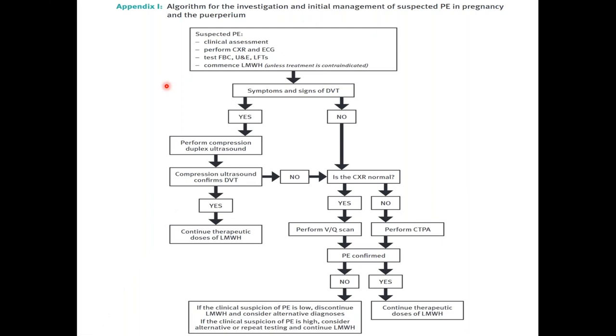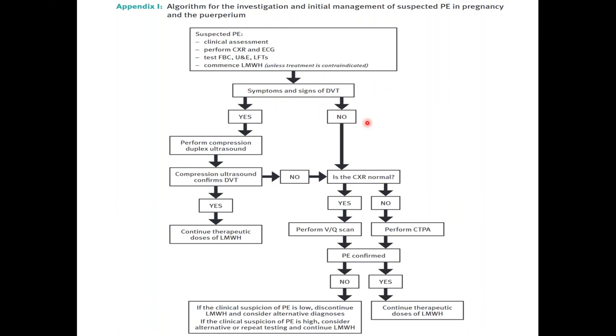Here is the algorithm about the investigation and management of patients with PE during pregnancy and puerperium. If suspected PE, this is the scenario: we will do history and examination, perform chest X-ray to exclude other causes like pneumonia, pneumothorax and lobar collapse, and ECG, as there may be ECG changes, and test for full blood count, urea, electrolytes, liver function test, and coagulation profile, and commence low molecular weight heparin. If symptoms and signs of DVT, perform duplex ultrasound. If ultrasound confirms, continue therapeutic dose.